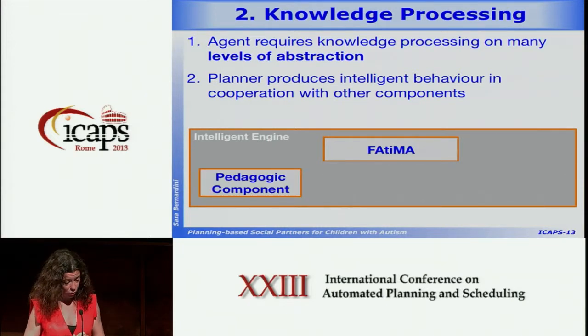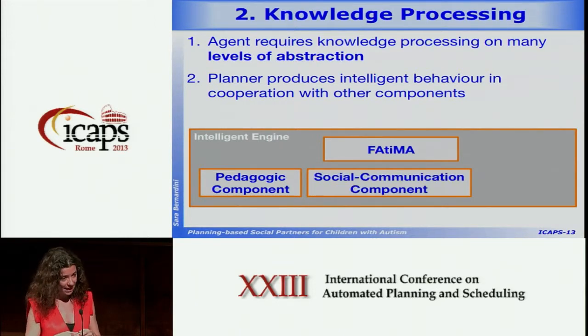So we have a pedagogic component, for example, that creates the initial state and the goal for the agent, and also this acts like a drama manager in interactive storytelling systems. So it monitors the unfolding of the story, and it can actually interact with the agent if the interaction between the agent and the child doesn't respect some parameters of optimality in the sense of the pedagogical goals that we want to achieve.